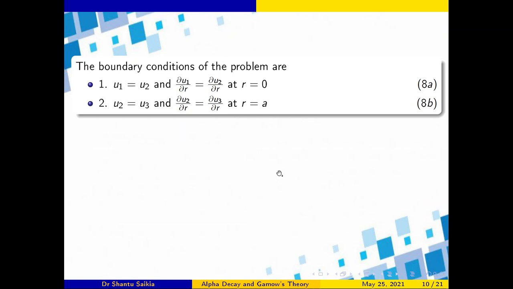The boundary conditions of the problem are U1 is equal to U2 and del U1 del R is equal to del U2 del R at R is equal to 0. U2 is equal to U3, these are the two boundary conditions, and del U2 del R is equal to del U3 del R at R is equal to A. These are from the properties of wave functions.